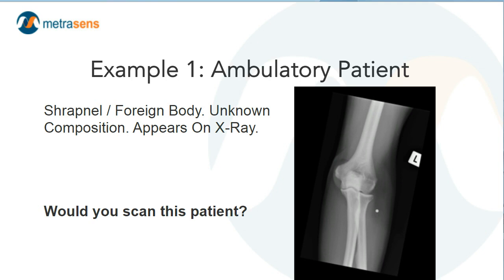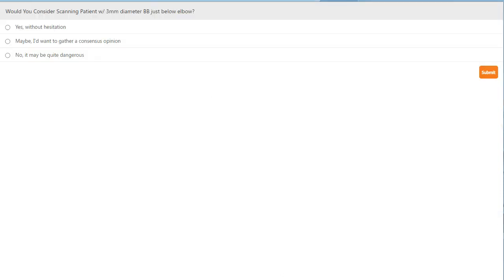Well, let's put it to you. How would you feel about a patient walking in with a BB in their arm? How would you feel about proceeding to an MR with this condition? And so here I'm going to put you on the spot. So you have this patient, 3 millimeter diameter ball bearing BB just below the elbow. Would you consider scanning this patient?